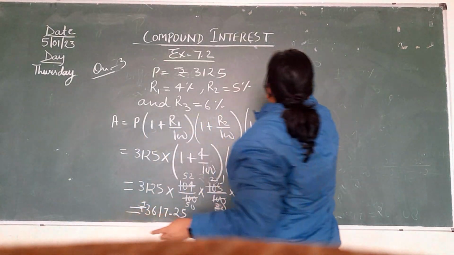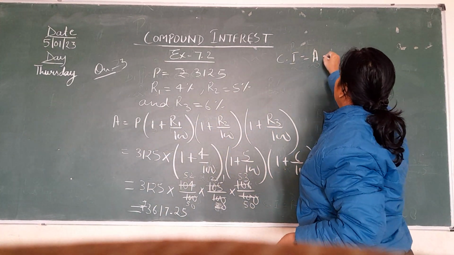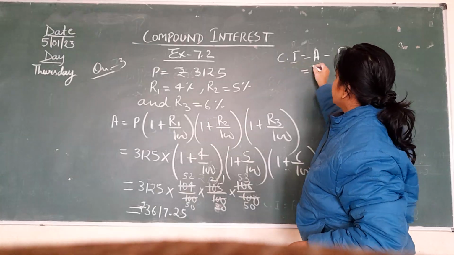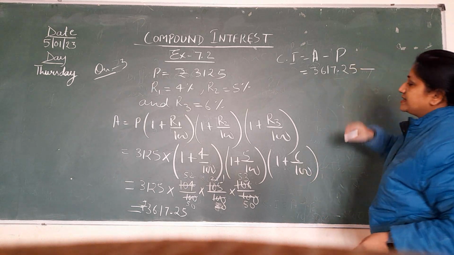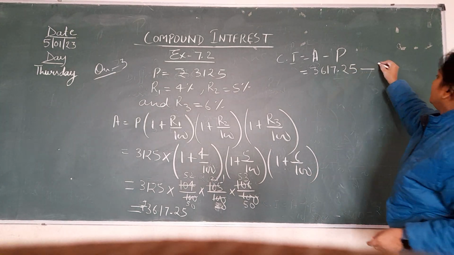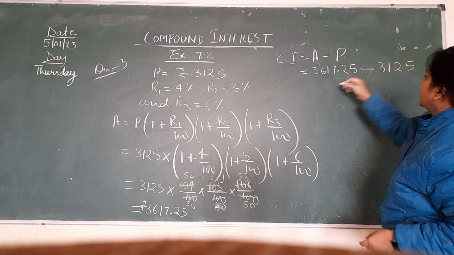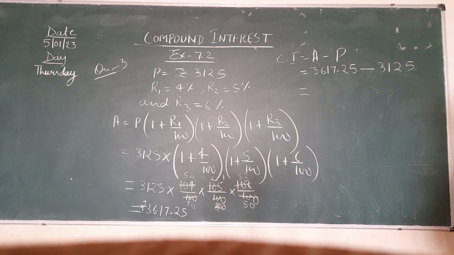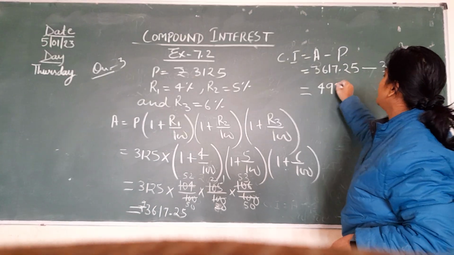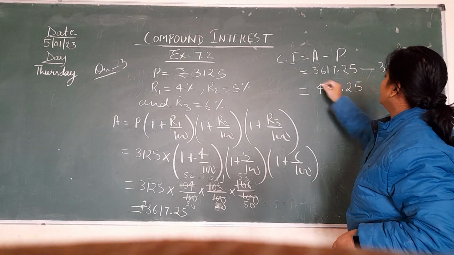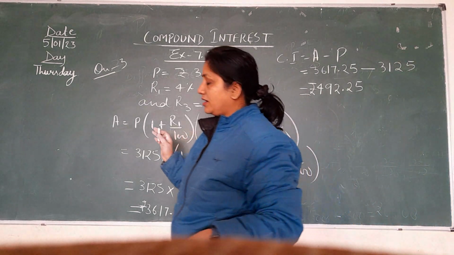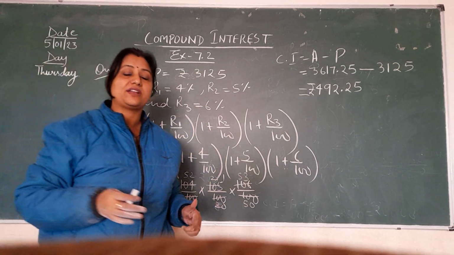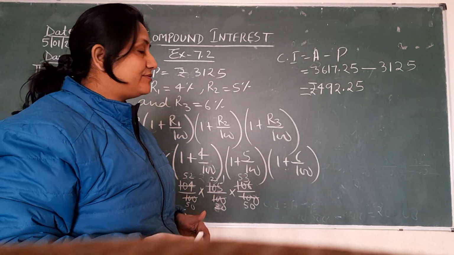So CI is equal to amount minus principal. Amount is 3617.25 minus 3125. Subtract it. After subtracting, you will get 492.25 rupees. So this is the CI of this question when the rate of interest changes every year.